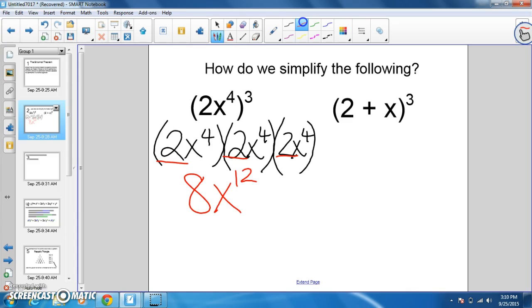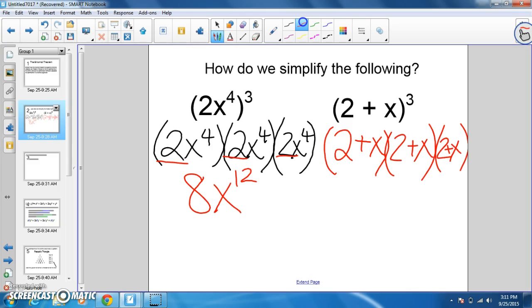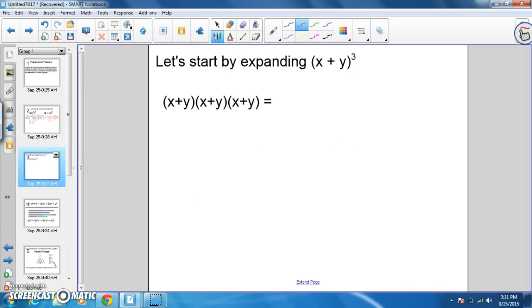If we have 2 plus x raised to the third power, then we have 2 plus x times 2 plus x times 2 plus x. We first have to FOIL our first two binomials and then multiply that product by 2 plus x. We're not going to do that one because we are going to do x plus y.